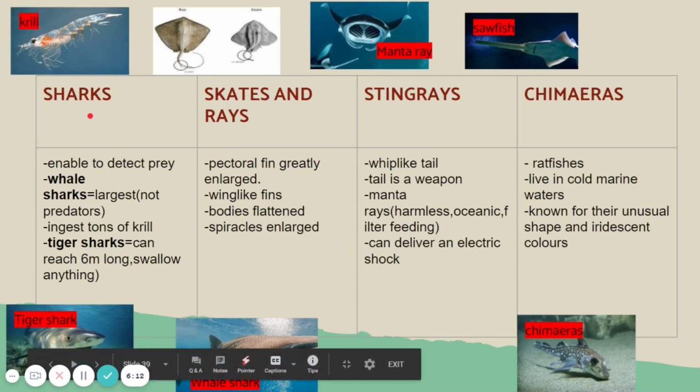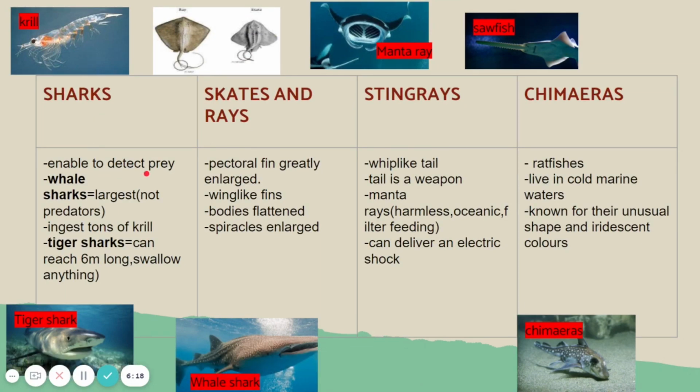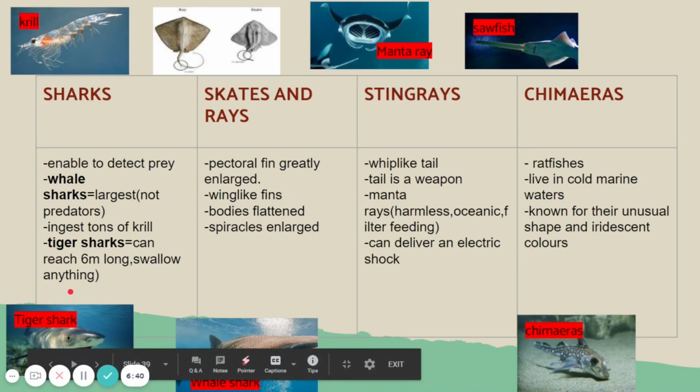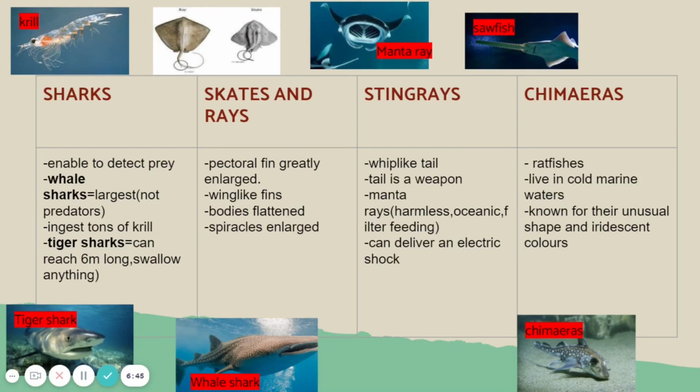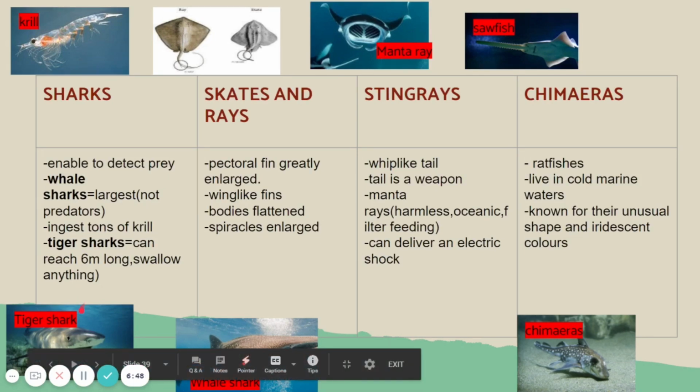Okay, let's take a look at the shark. Sharks are able to detect prey because they have the ability to sense electric current in water. A whale shark is the largest shark. They are not predators, but they are filter feeders. They ingest tons of krill. Krill is a small crustacean. So this is the krill. For the tiger shark, they can reach 6 meters long and swallow anything, including tar paper, shoes, gasoline, paint cans, and also our body. So this is the tiger shark and this is the whale shark.